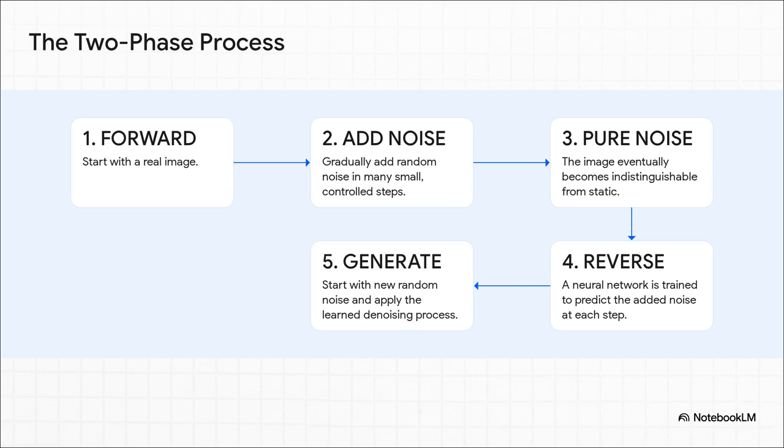The AI takes a real, clean image and just slowly, step by step, adds noise to it until it's nothing but static. Then comes the reverse process. Now here is the really clever part. The AI isn't trying to predict the original clean image. No, it's trained to predict only the noise that was added at each step. So by getting incredibly good at seeing and removing chaos, it learns how to build order.